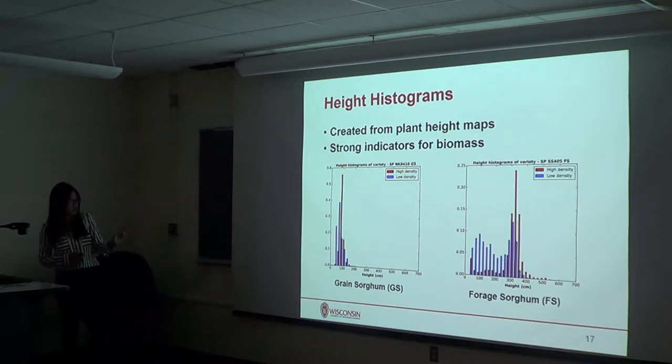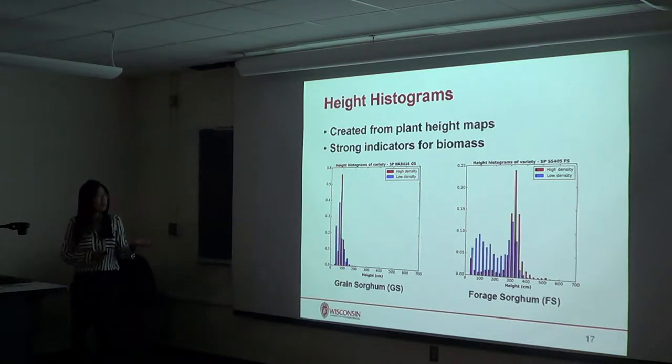For different types of sorghum, like green sorghum or flowering sorghum, the height histograms look different. And even for the same genotype, different densities have different height histograms. So they can be used as very informative, distinctive features and incorporated into the model.